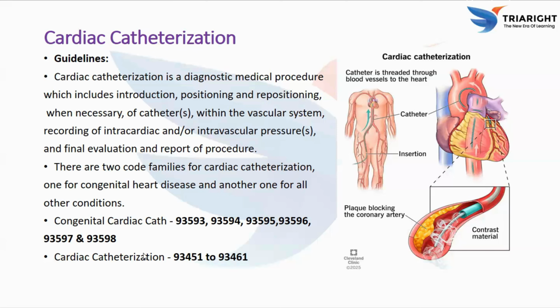Understanding the code range 93451 to 93461: these codes are based upon right heart catheterization, left heart catheterization, or combined right and left, and whether coronary angiography was performed or not.